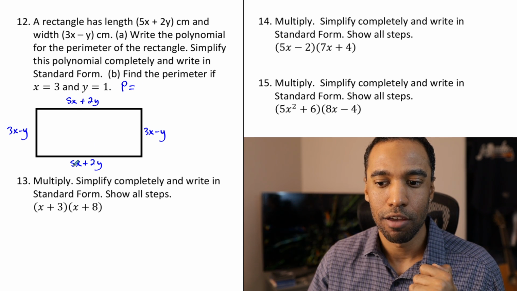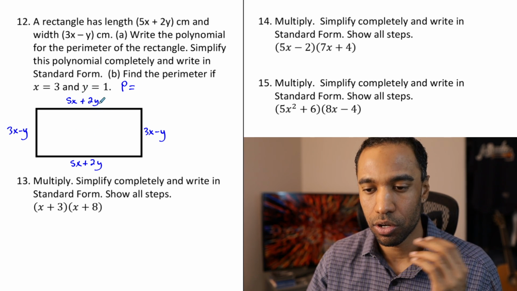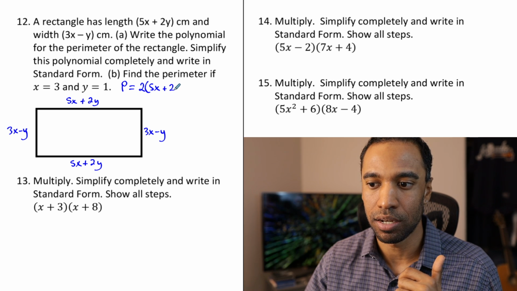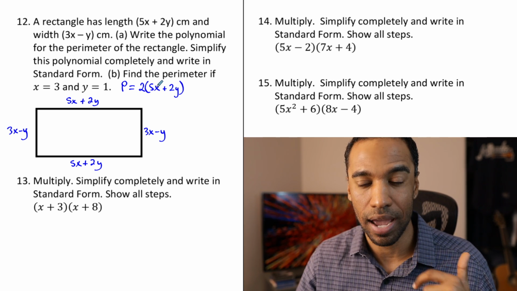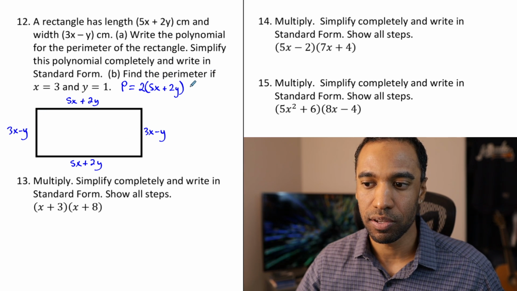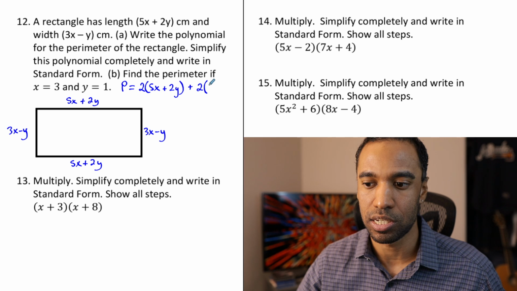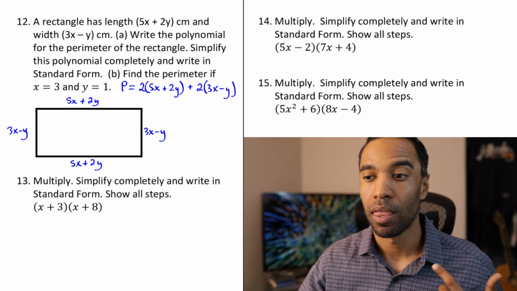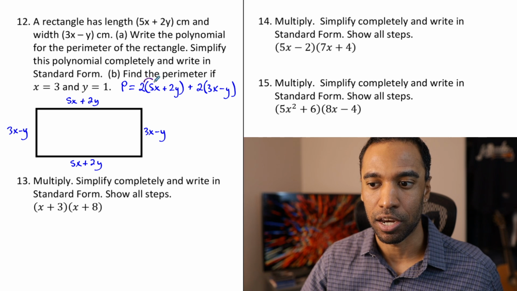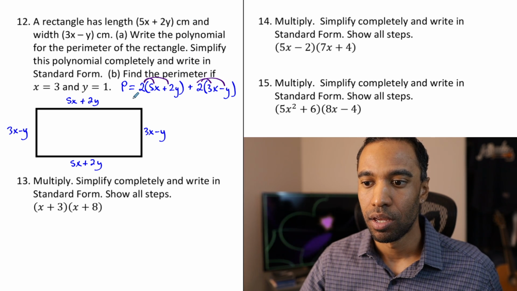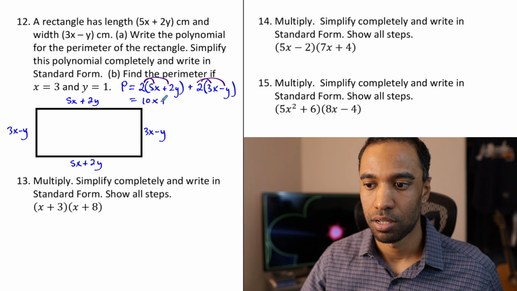There are two 5x plus 2y's here. So why don't we just double the amount, right? 5x plus 2y plus 5x plus 2y is the same thing as doubling 5x plus 2y. Same with the 3x minus y. Plus 2 times the quantity 3x minus y. We're distributing a monomial with binomials. So this is 10x plus 4y.